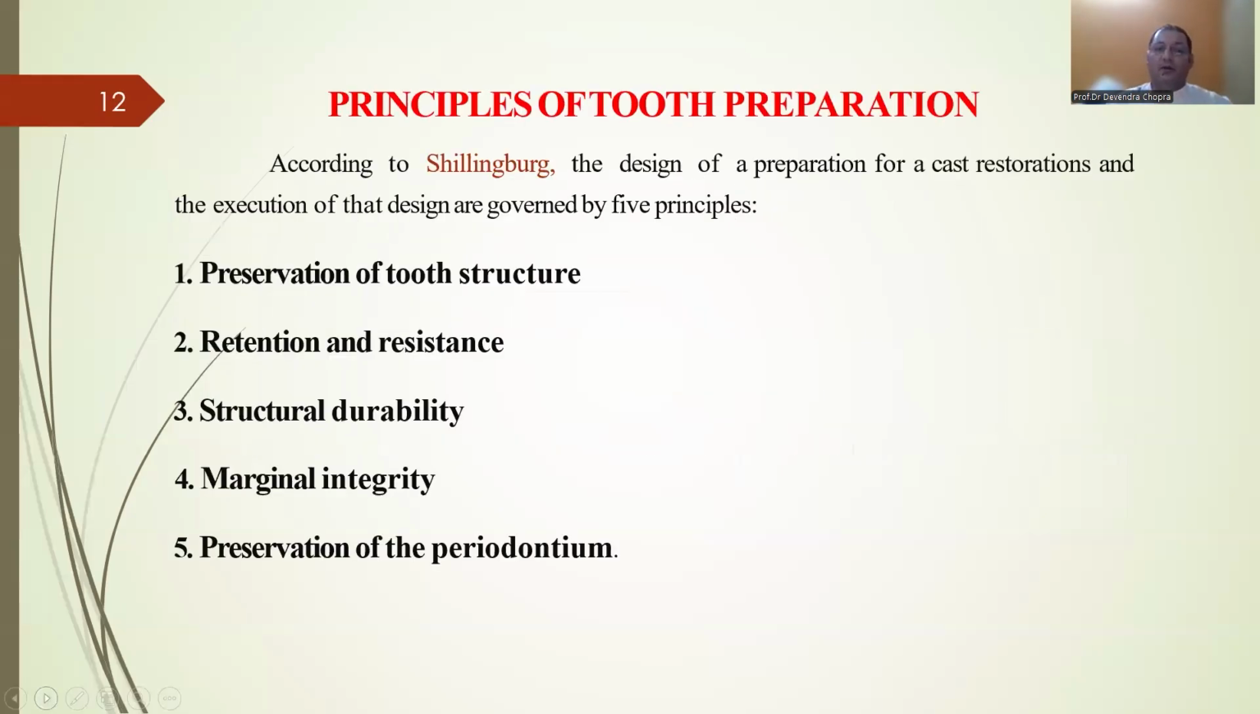Now, according to Shillingburg, they have jotted it out. Again, we have read this in our older books also. First in the category is principle of preservation of tooth structure. Second is retention and resistance form. Next is structural durability and marginal integrity. And the last is preservation of the periodontium on whichever tooth you are playing with. Okay, next slide.